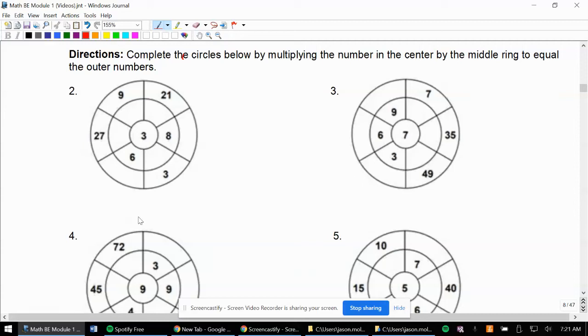All right, we're on the second page of the 1-1A lesson. It is the last page. It says complete the circles below by multiplying the number in the center by the middle ring to equal the outer numbers. I'm going to go through 3 of these, and then I'm going to give you some time to try 3. So first off, we're going to practice our multiplication facts.